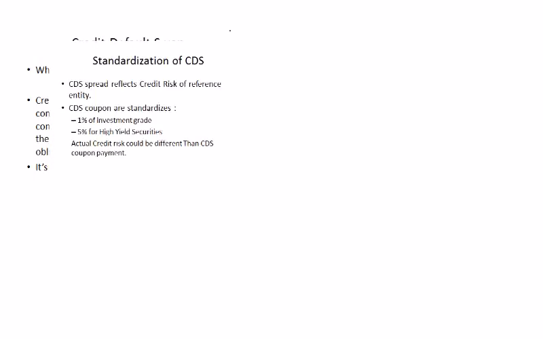So let's look at how CDS payments are done. As we know, CDS contracts compensate for the credit risk of a particular reference entity or company against the default of their payment of principal and coupon. CDS coupons are basically standardized into two categories: 1% for investment grade and 5% for high yield security.